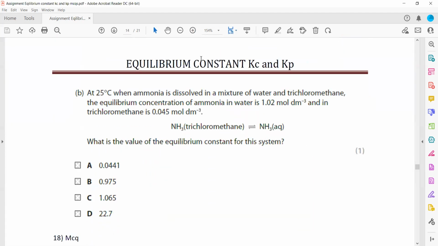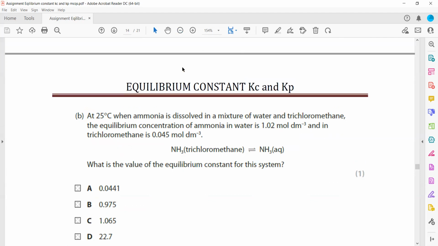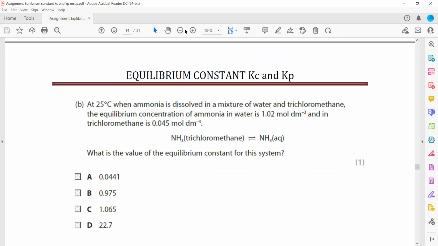And in part B, at 25 degrees, when ammonia is dissolved in a mixture of water and trichloromethane, the equilibrium concentration of ammonia in water is 1.02 and in trichloromethane is 0.045. What is the value for the equilibrium constant? So the equilibrium constant is product divided by reactant. So when we write the value for Kc or Kp or equilibrium constant, this is a product for us and this one is a reactant.